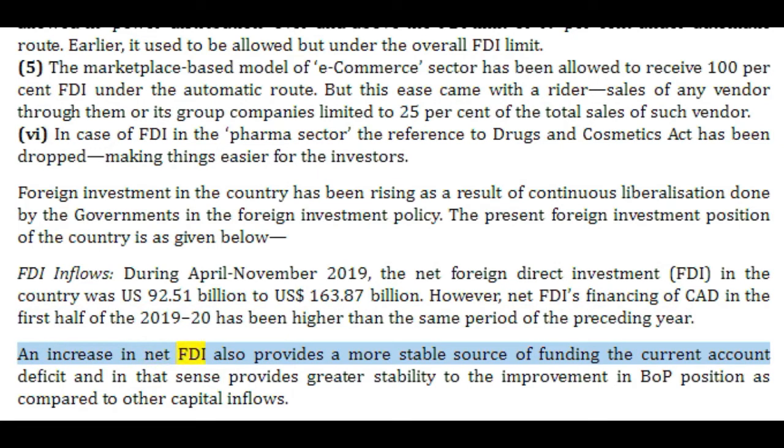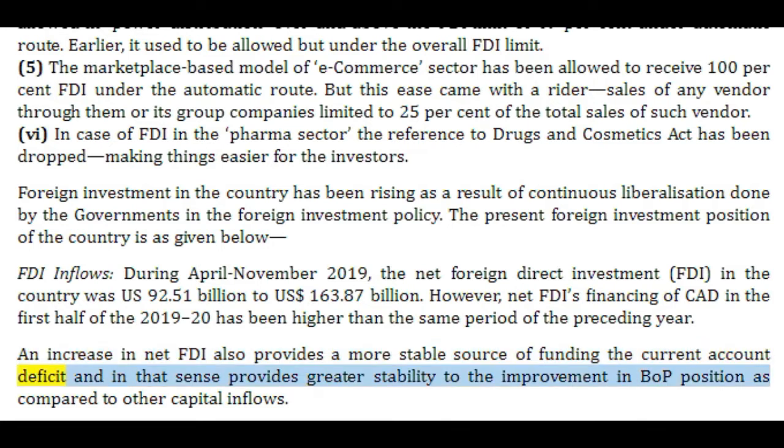An increase in net FDI also provides a more stable source of funding the current account deficit, and in that sense provides greater stability to the improvement in BOP position as compared to other capital inflows.